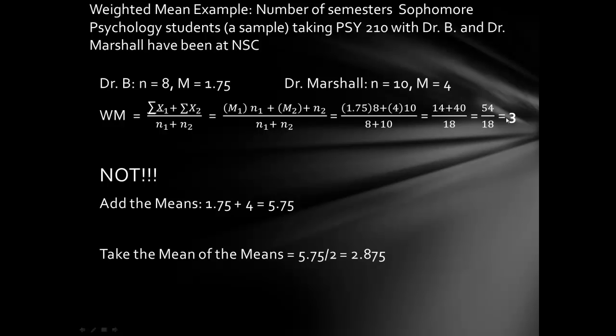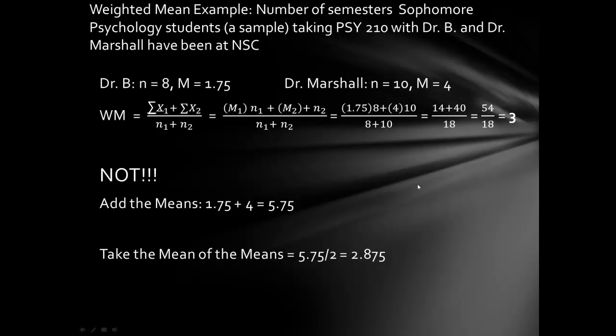So this final step, this is if we had all of the number of semesters for all 18 of the students in both of these samples, add those up, it'd be 54, and there's 18 students in that combined sample. The weighted mean is 3.